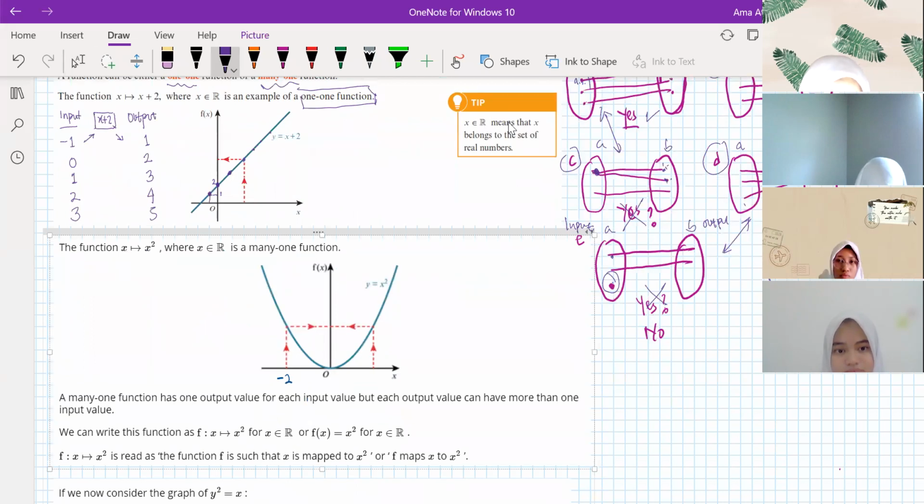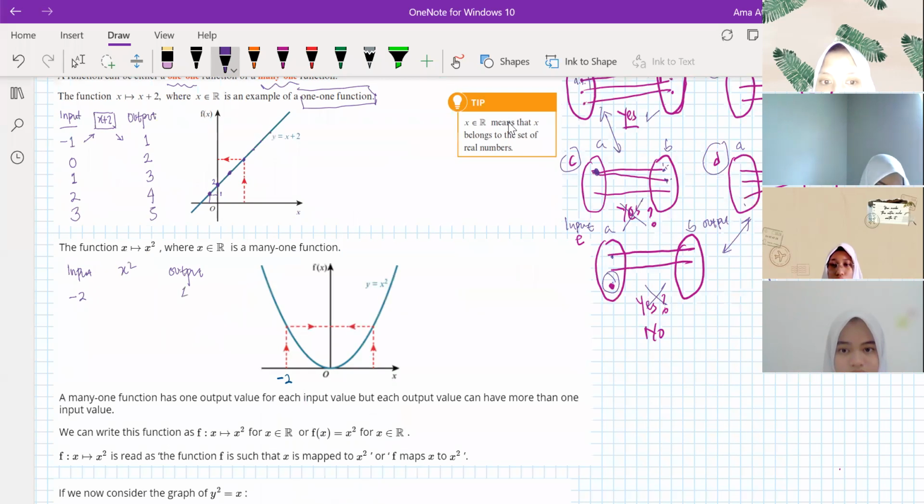If I am starting with -2, this is x squared, and this is the output. If I start with -2, the output will be 4. If it is -1, 1. If it is 0, 0. If it is 1, 1. If it is 2, 4. Look at this. The inputs -2 and 2 have the same output, 4 and 4. Therefore it is called many-one.